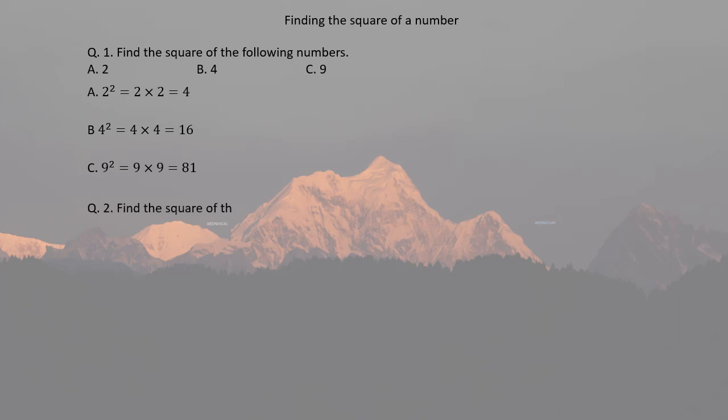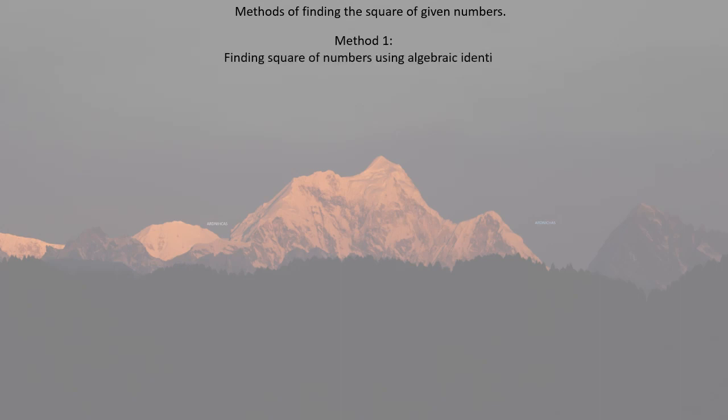But if the question is given as find the square of numbers like 21, 53, 18, can you tell what is the square of 21 or 53 or 18? Now we'll learn how to find the square of such numbers. There are methods to find the square of any given number. Let us learn the method by using algebraic identity.